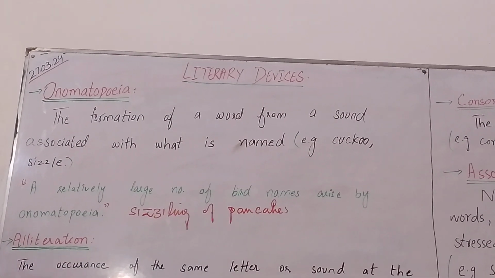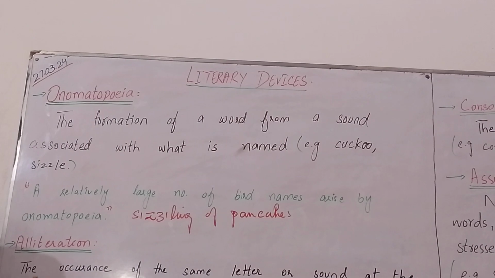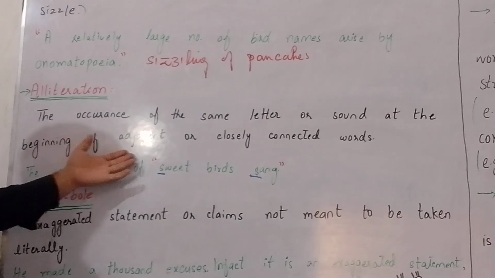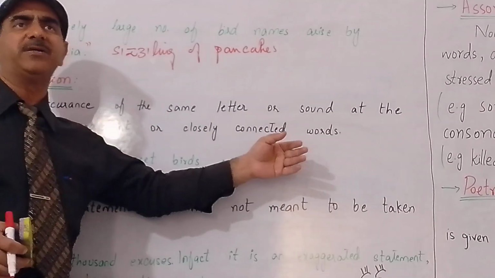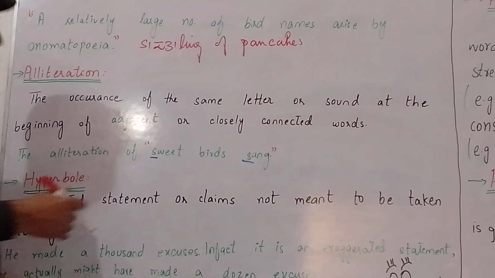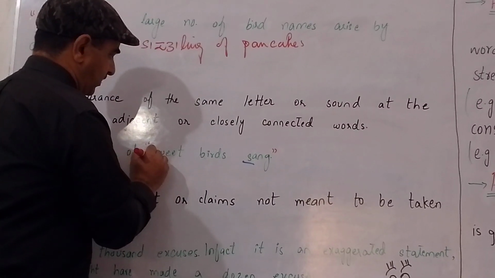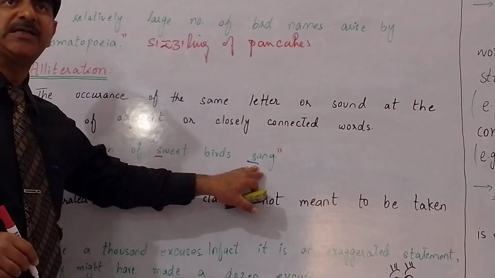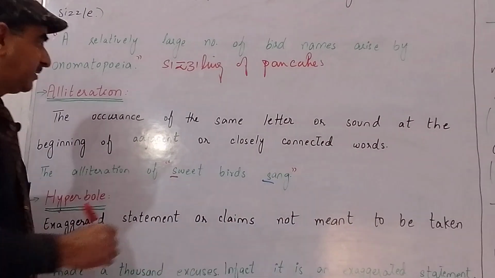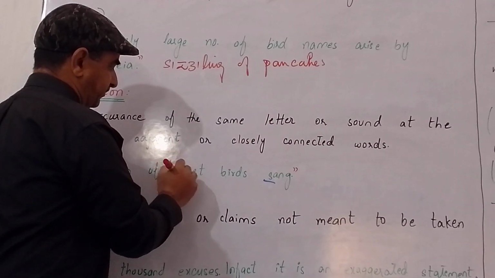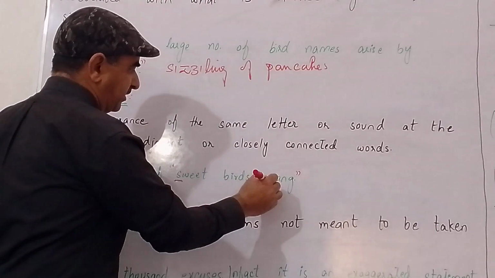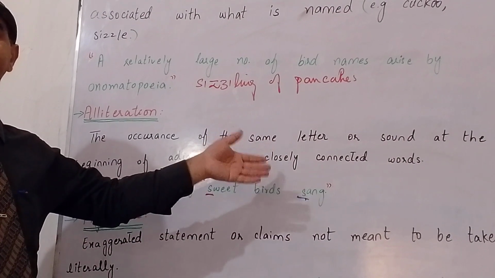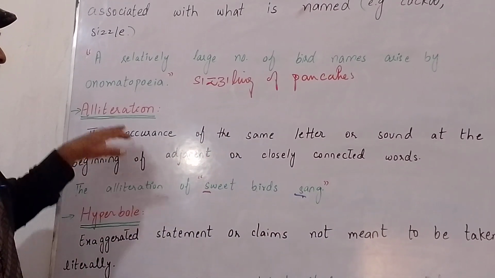Next one is alliteration. Alliteration is the occurrence of the same letter or sound at the beginning of the adjacent or closely related words or connected words. For example, sweet bird sang. The letter S in the beginning of sweet and the letter S in the beginning of sang. These two sounds, two letters, they are being repeated. Okay? If the beginning letters they are repeating from the two words, okay, it means the poet is using alliteration.